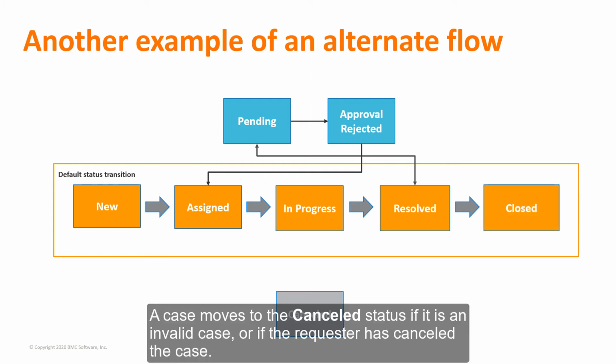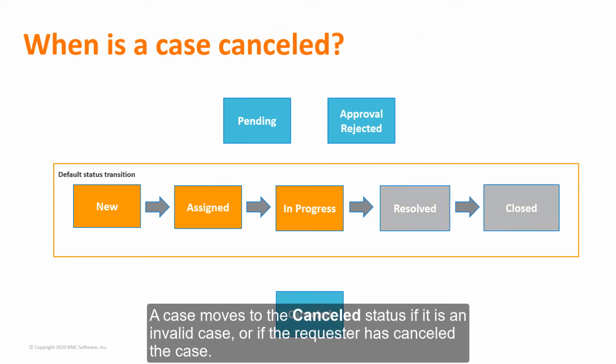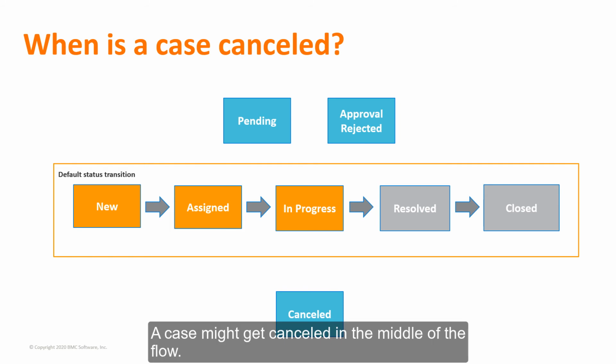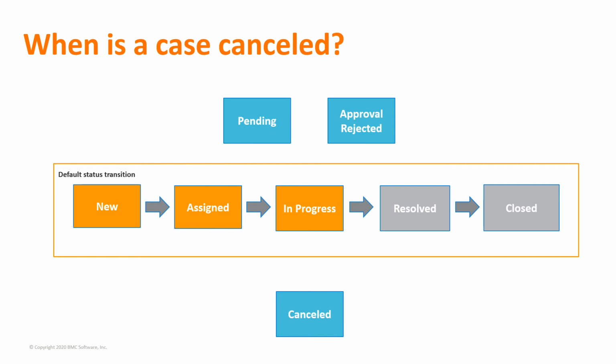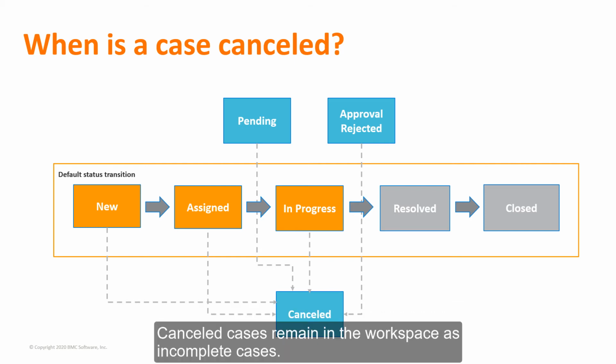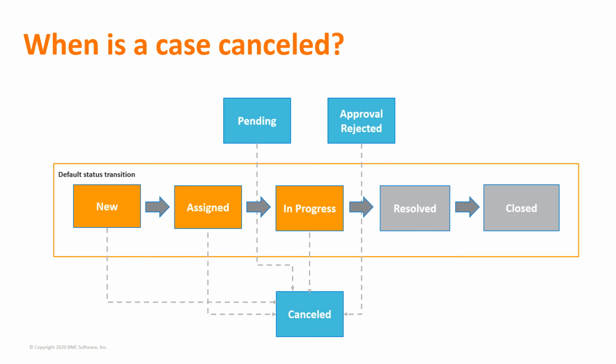A case moves to the cancelled status if it is an invalid case, or if the requester has cancelled the case. A case might get cancelled in the middle of the flow. Only cases that are in the new, assigned, in progress, pending, or approval rejected statuses can move to the cancelled status. Cancelled cases remain in the workspace as incomplete cases.